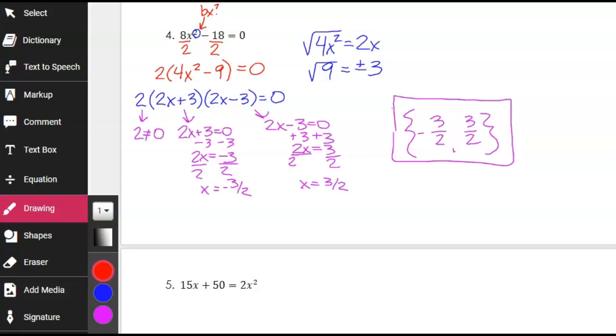All right, keep in mind that it is possible that you have fraction answers, and that is totally fine. When you have 2x plus 3 equal to 0 and you subtract the 3 from both sides and then divide by 2, it gives you a fraction, and that's definitely fine. Remember to list them from least to greatest in your solution set.